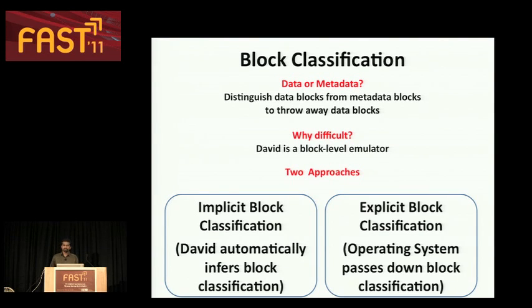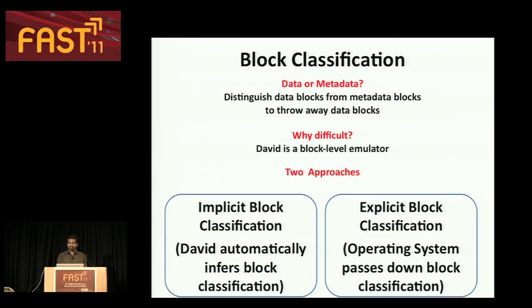Block classification is the process of generating information that David can use to distinguish data blocks from metadata blocks, and then throw away the data blocks and store the metadata blocks. This is a difficult job because David is implemented as a block level emulator, and all that it sees is a stream of write requests. There are two approaches for block classification. The first is called implicit block classification, wherein David automatically infers the classification information by observing the metadata writes. The second approach is called explicit block classification, wherein the operating system is modified to collect and pass down classification information to David.